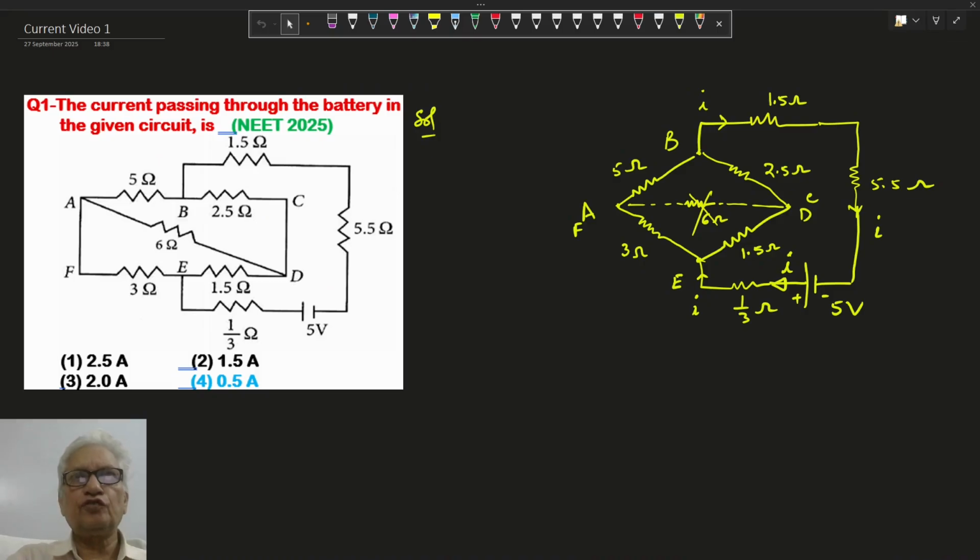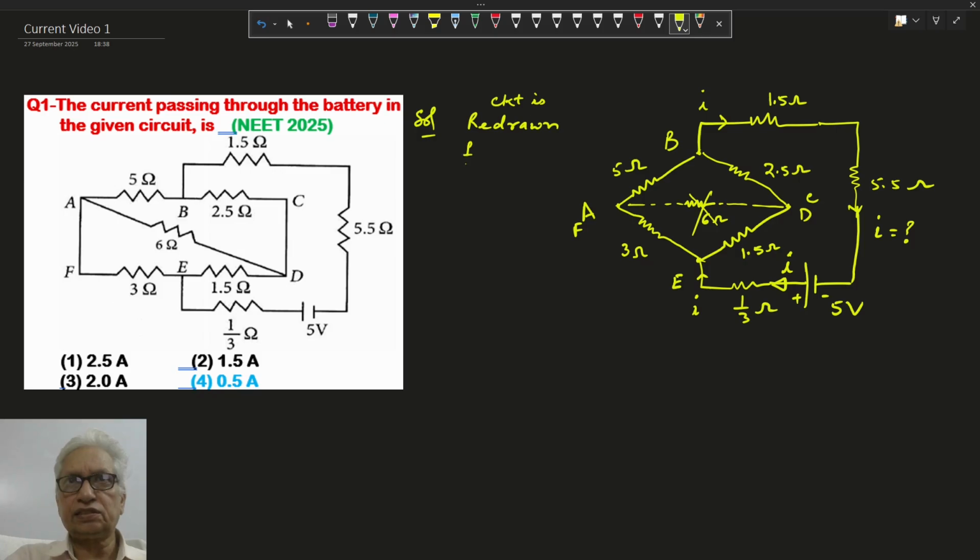In this question, we have to find the current passing through the battery, I. So we have to find this current I in the circuit that is redrawn. After this, it is balanced, which was 5 upon 2.5 upon 2.5.